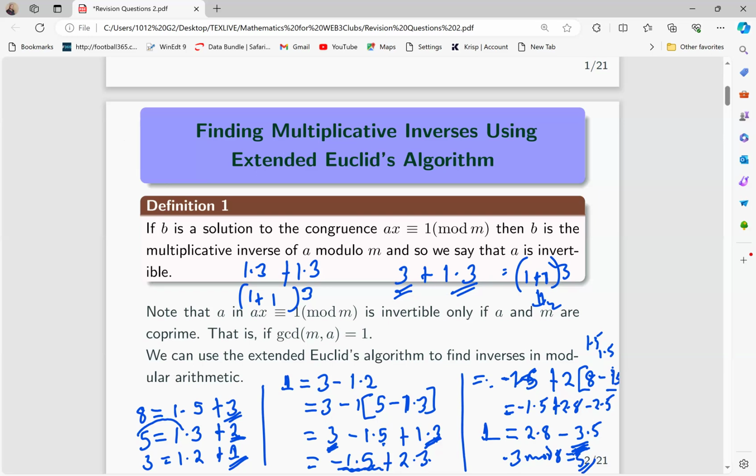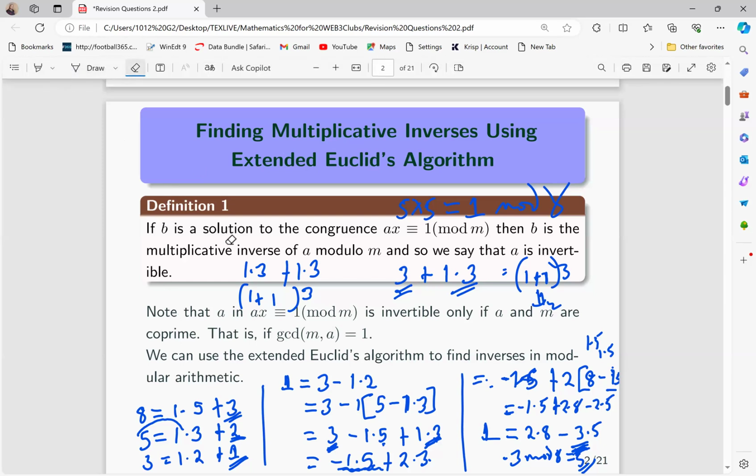So in other words, the inverse of 5 is 5. What I mean is 5 times 5 is supposed to give me 1 mod 8. That's what I mean by 5 being the inverse of 5. Does it give us 1? 5 times 5 mod 8 gives us 1. Is that okay?